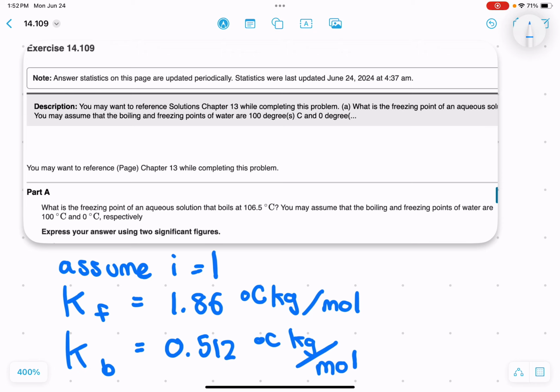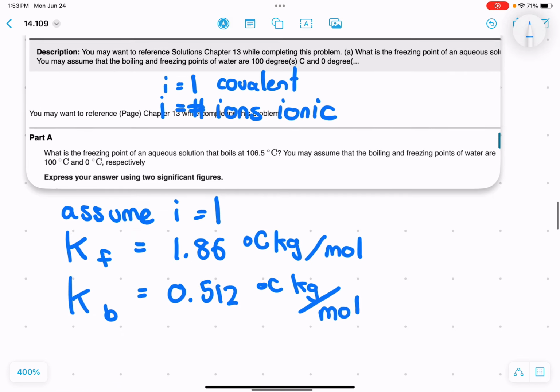Now, the KF and the KB, you could have looked those up. The I in this instance isn't actually part of the problem. You can kind of just negate it. Now, normally, I is equal to 1 for a covalent compound, and I is equal to the number of ions for an ionic compound. Okay, so you can go back and review that if you need to. Now, like I said, in this one, we can kind of ignore that.